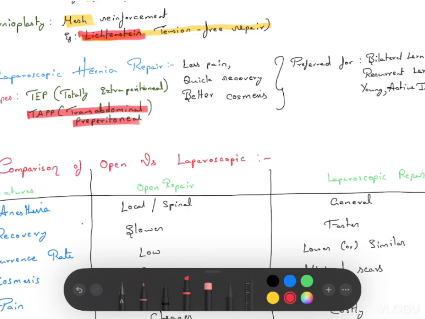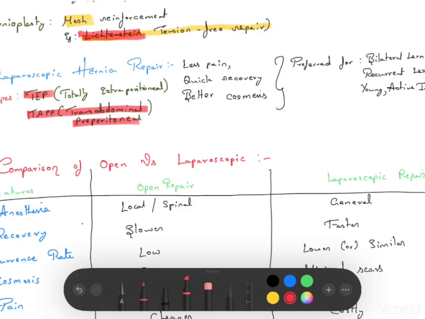TAP means trans-abdominal pre-peritoneal repair. It enters the peritoneal cavity, then places mesh pre-peritoneally. Its advantages are for bilateral hernia and recurrent hernias, and less pain. Next, TEP means total extra-peritoneal repair. There is no entry into the peritoneal cavity, and it is the preferred laparoscopic method. The advantages are less bowel injury risk and less adhesion formation.